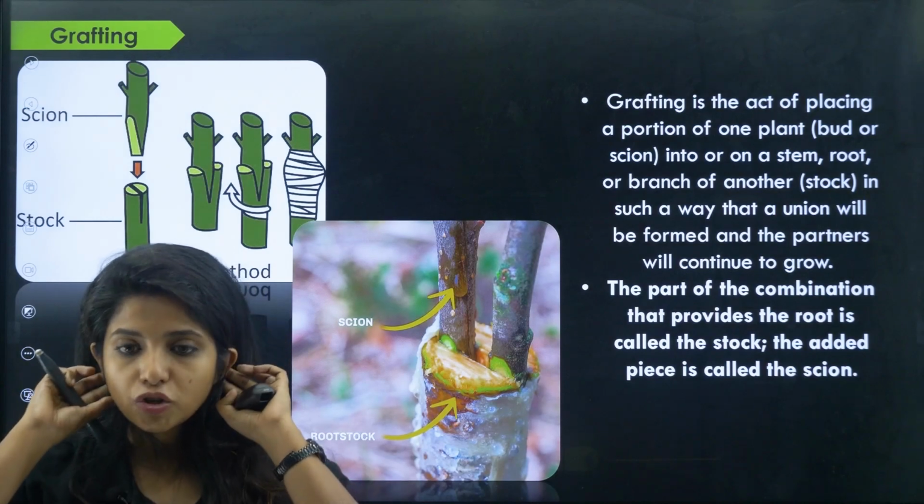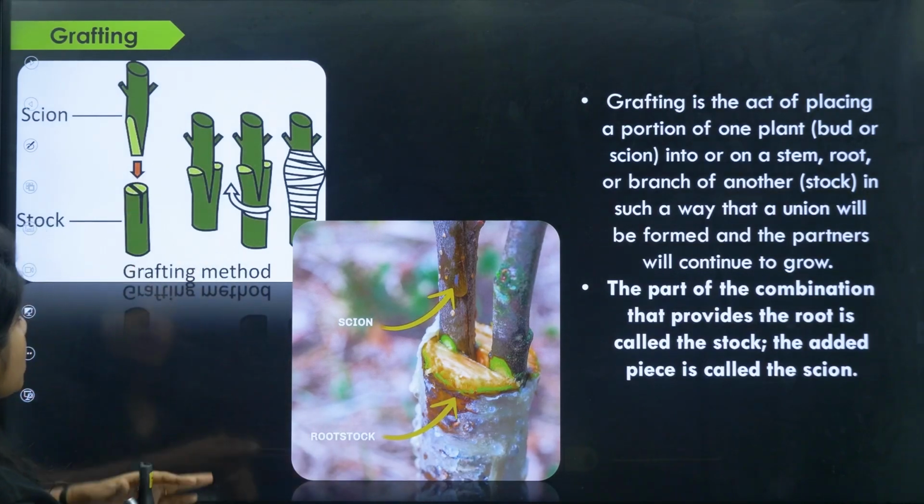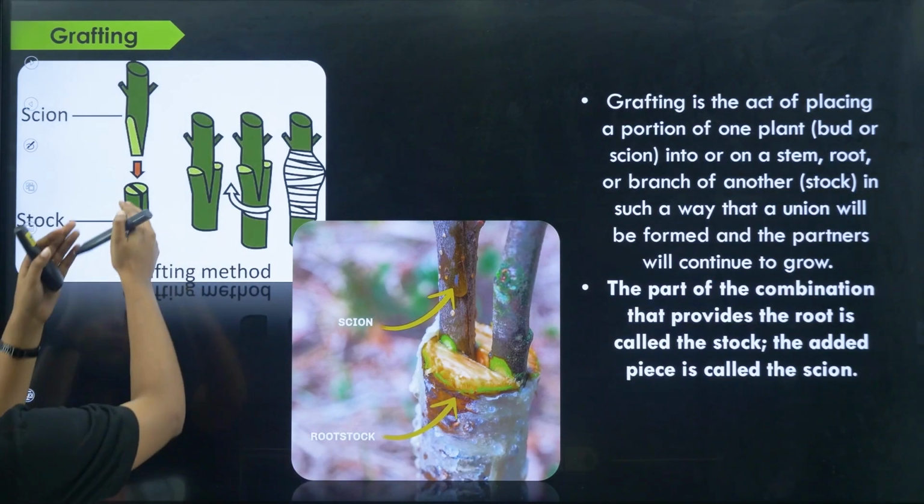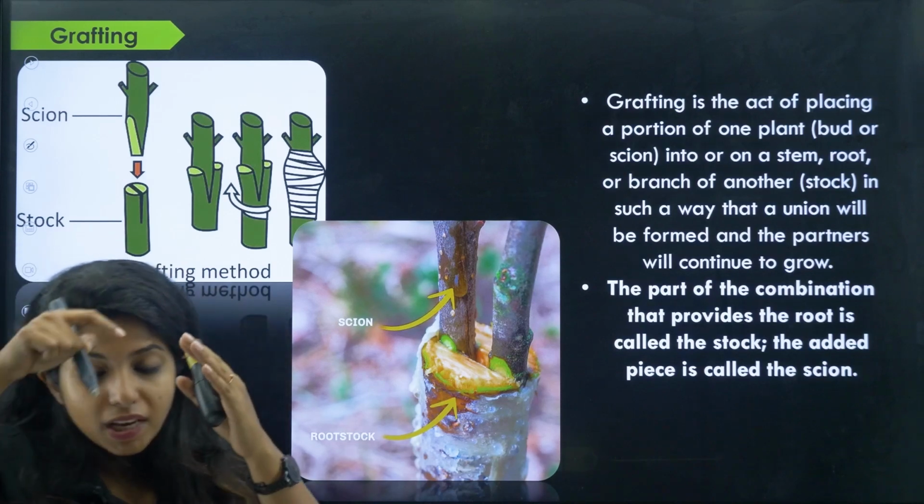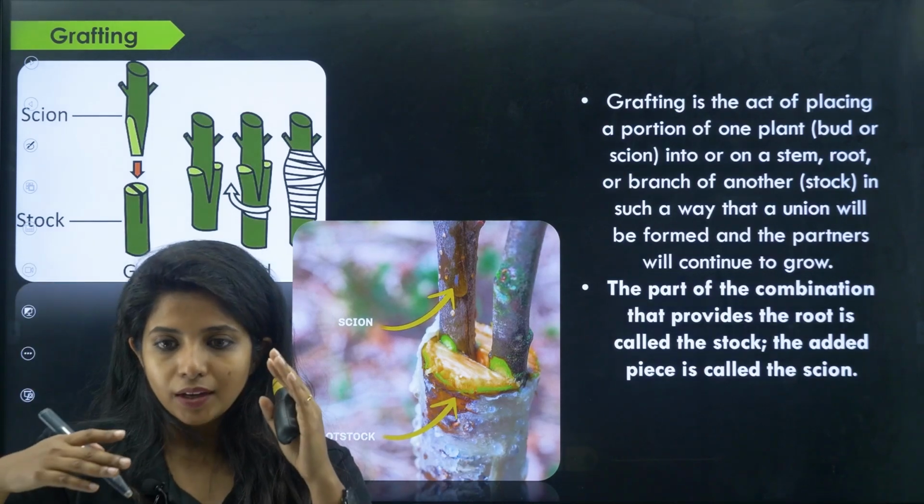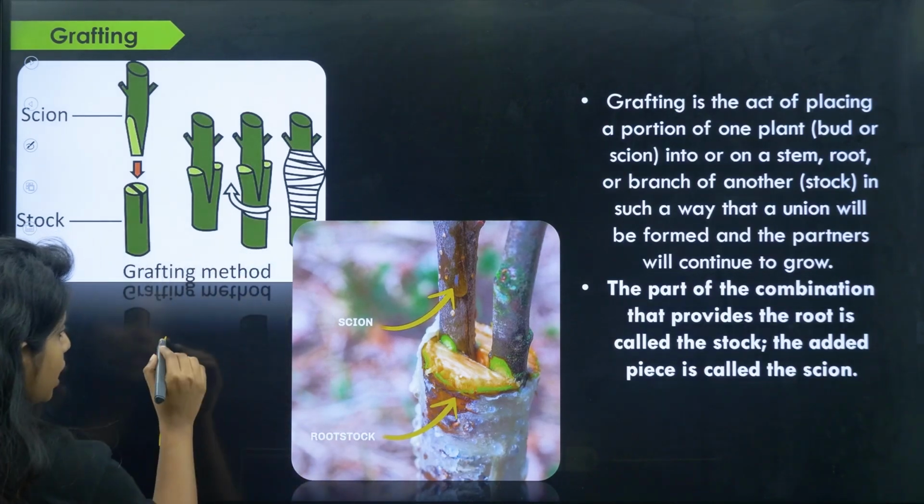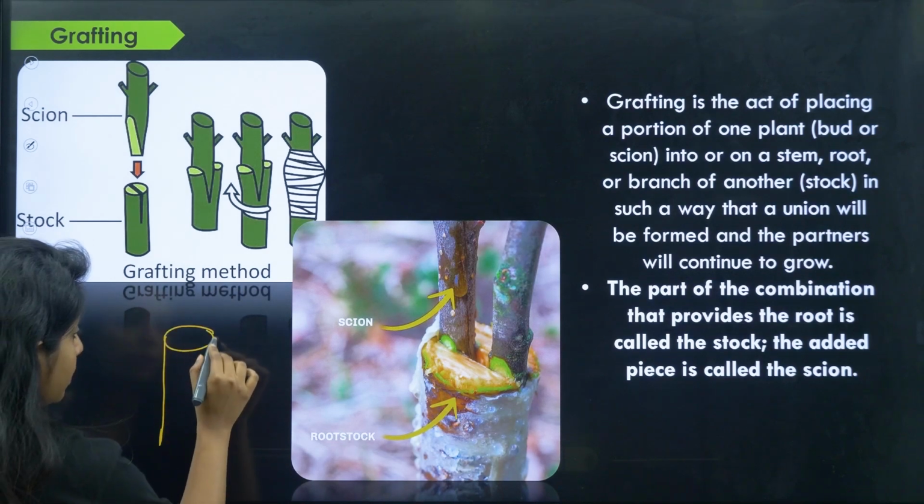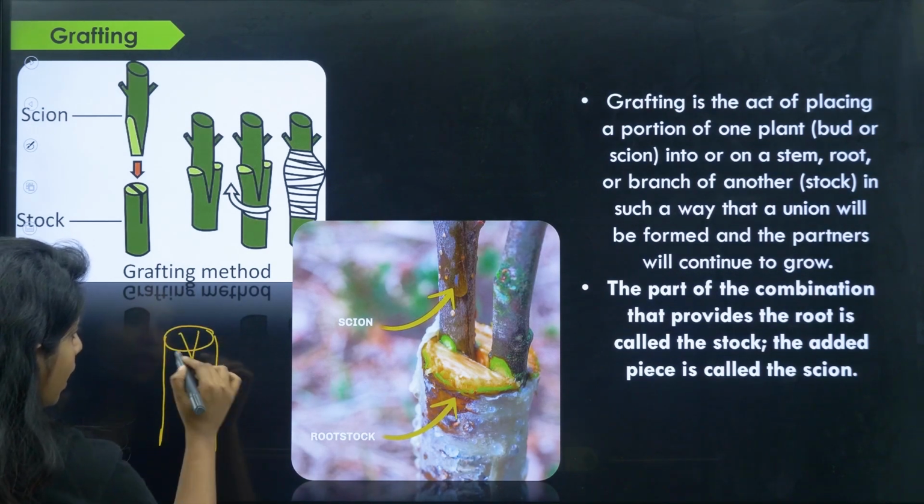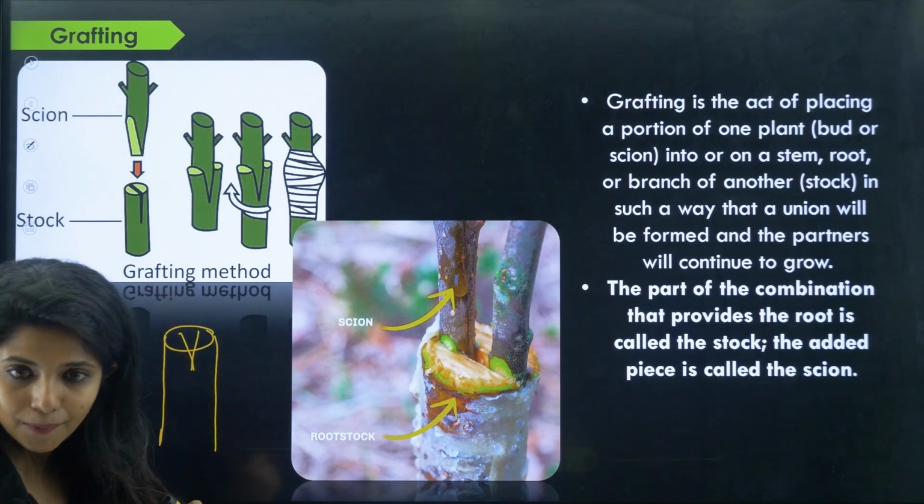What happens in grafting, children? You have a plant, okay? Now what you're doing, you have one plant and you are making a V-shaped incision in that, okay? For example, this is a plant part. I'm making a V-shaped incision in there, okay?